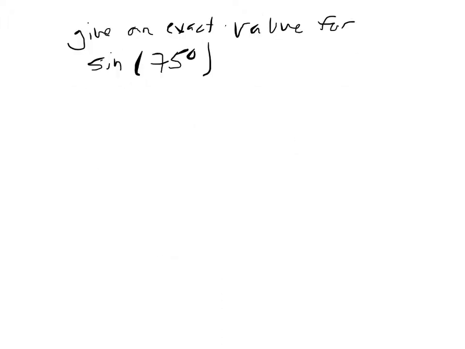So suppose you want to give an exact value for the sine of 75 degrees. I know 75 can be broken down into 30 and 45. It can be broken down in other things as well, but I'm thinking 30 and 45 are some things I know about. So this could be a sine of 30 plus 45 degrees.